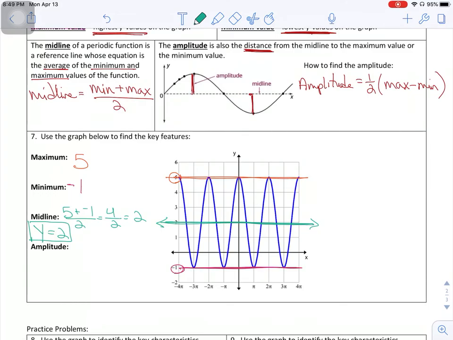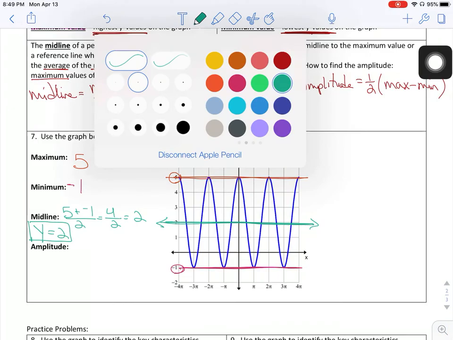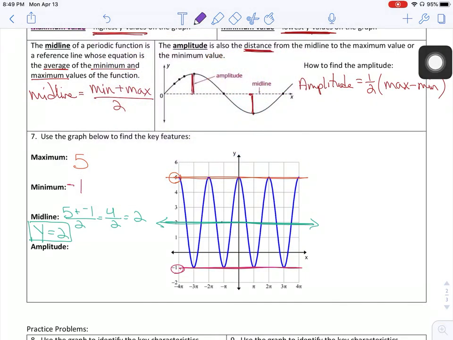Now, amplitude, you can do one of two things. If your midline is an integer and your maximum is an integer or your minimum is an integer, you should just be able to count the spaces. So if I look at this distance from the midline to the maximum, that's 1, 2, my amplitude's 3. It is 3 units from the midline to the maximum, or I can count 1, 2, 3 units to the minimum. Either direction, it doesn't matter. They're both the same thing.